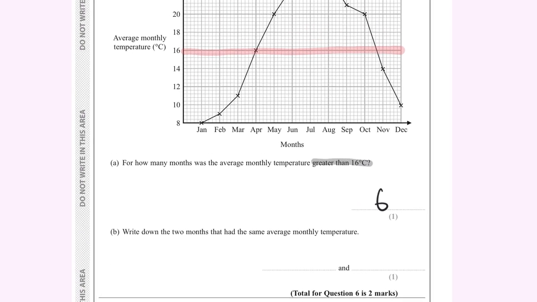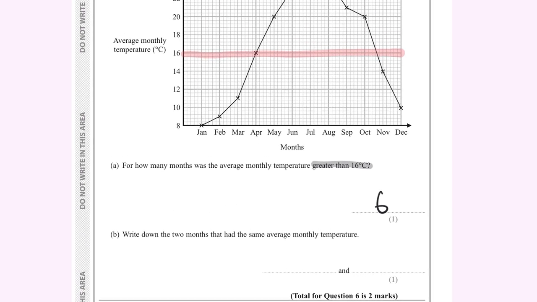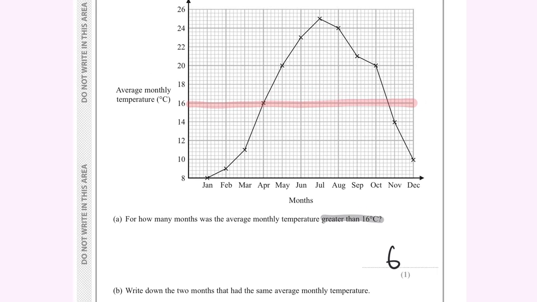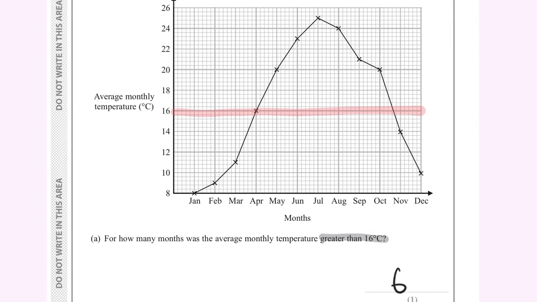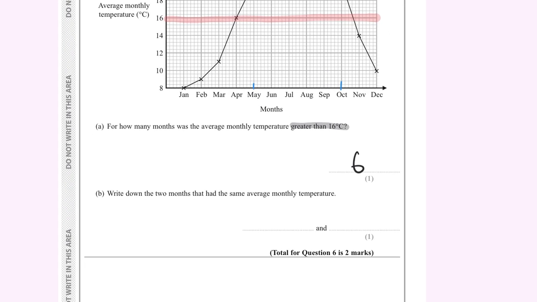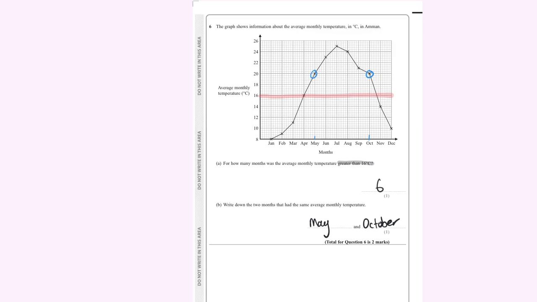Write down the 2 months that have the same average monthly temperature. So we're just looking for any where the numbers are the same. You can just literally look one at a time. No, no, nope, nope, yep, two numbers here. There's this month and this month, they've got the same number, both 20 degrees, so that is May and October. That's the one.